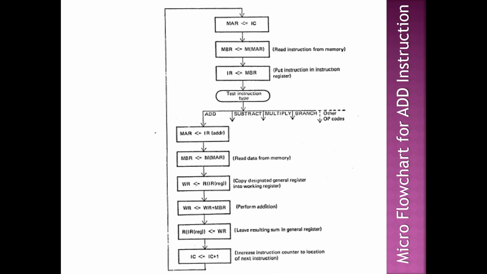Okay, LC is equal to LC plus 1. So we are now ready to read the next instruction and so on. This is how an instruction in IBM 360 is going to be executed, right? Yeah, so these are the steps.